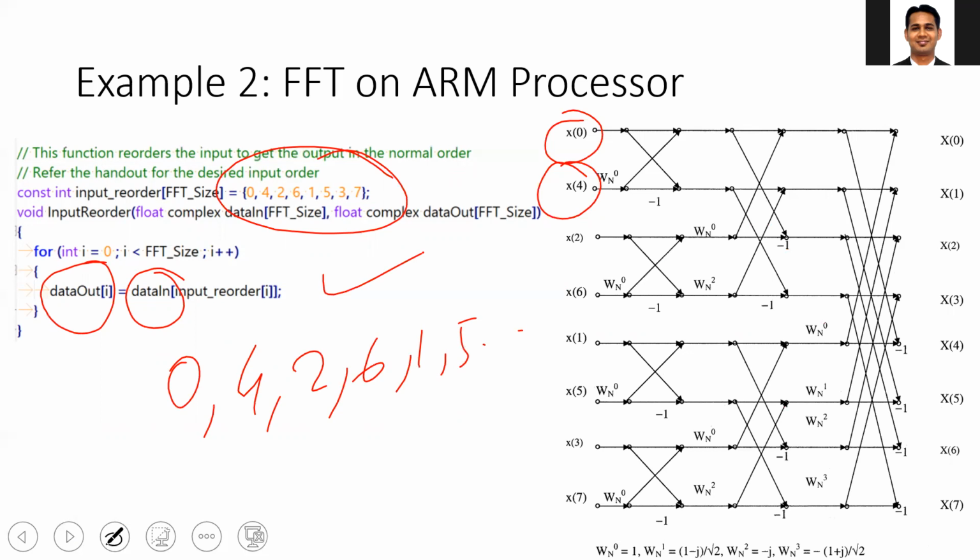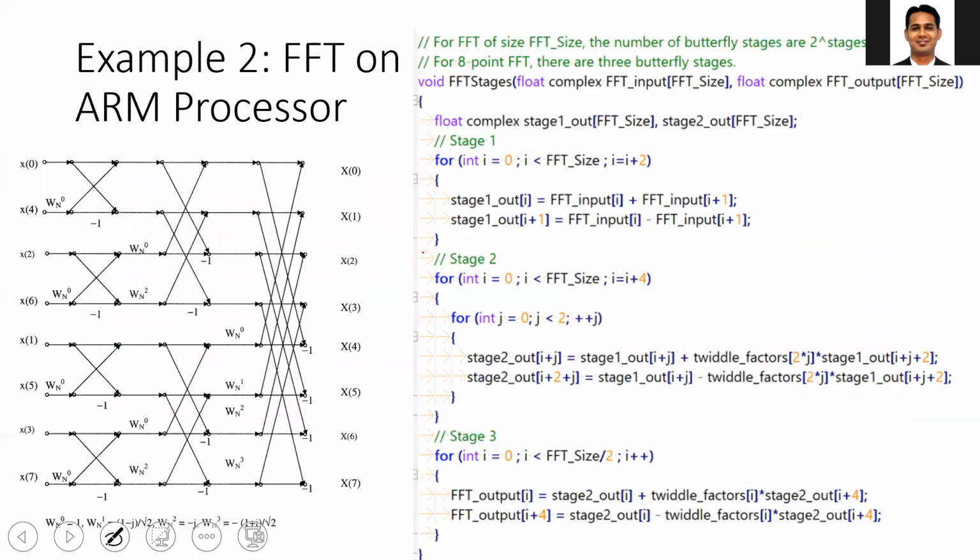Then the second is the FFT logic. In the FFT logic, again, you can see that you can divide it into 3 steps. So there are 3 for loops here: first for loop, second for loop, and the third for loop.